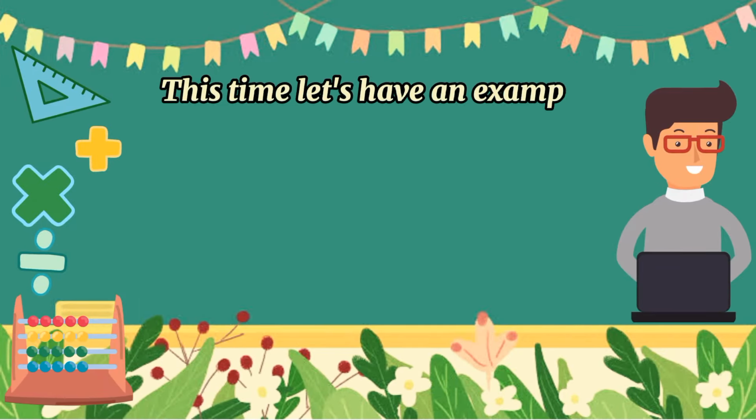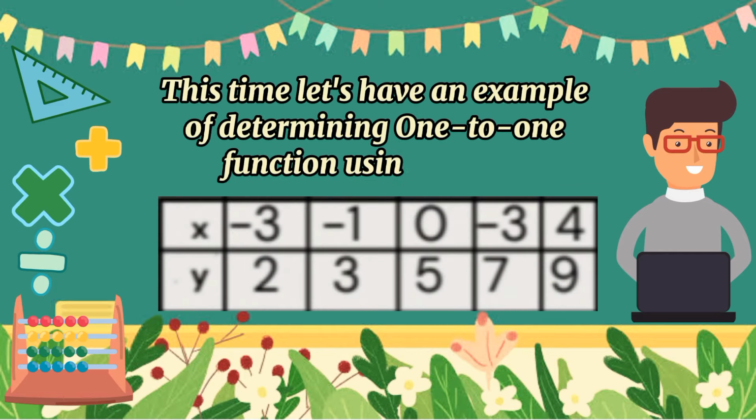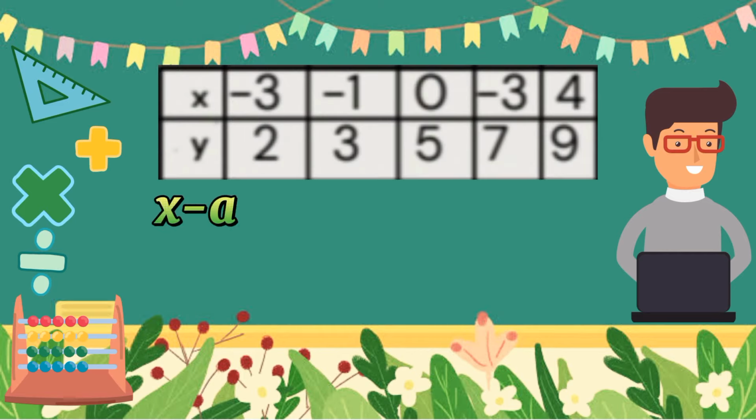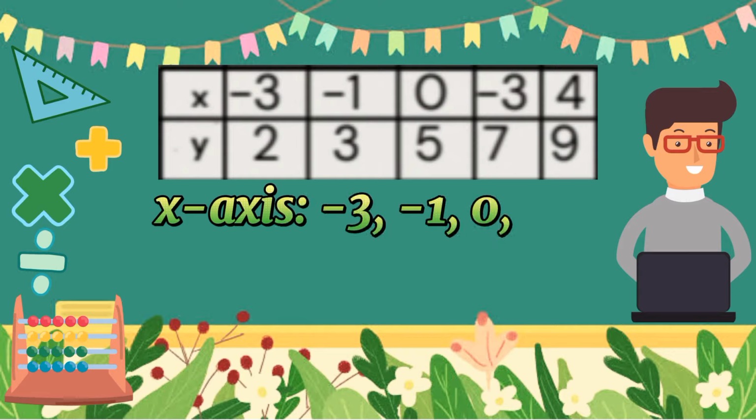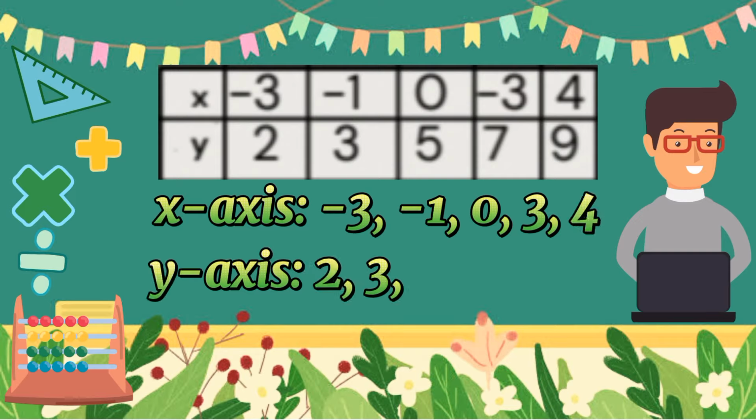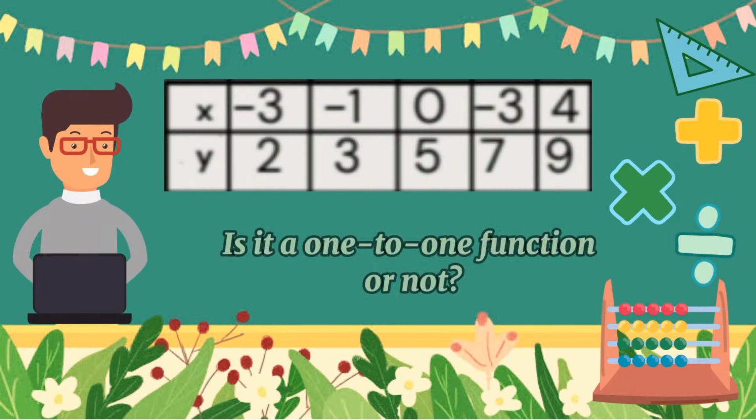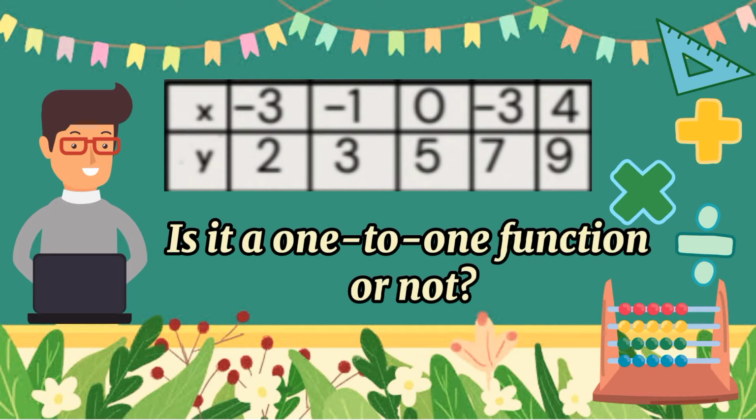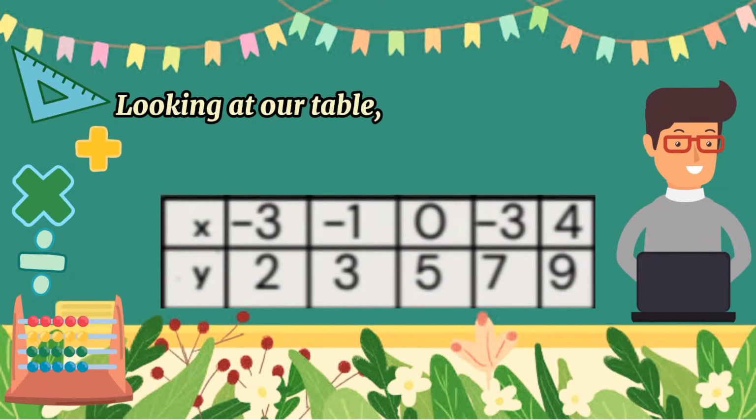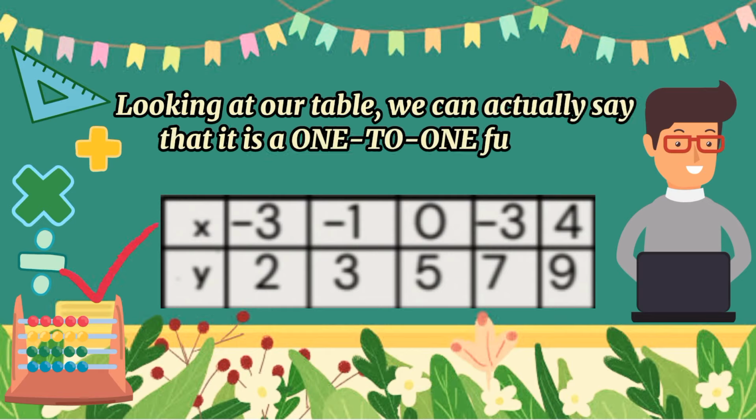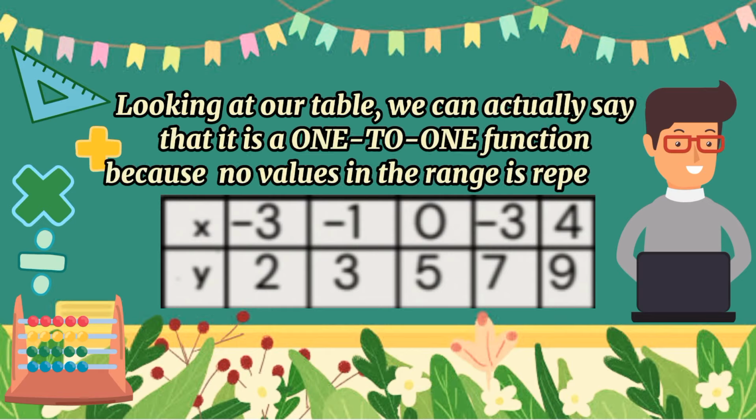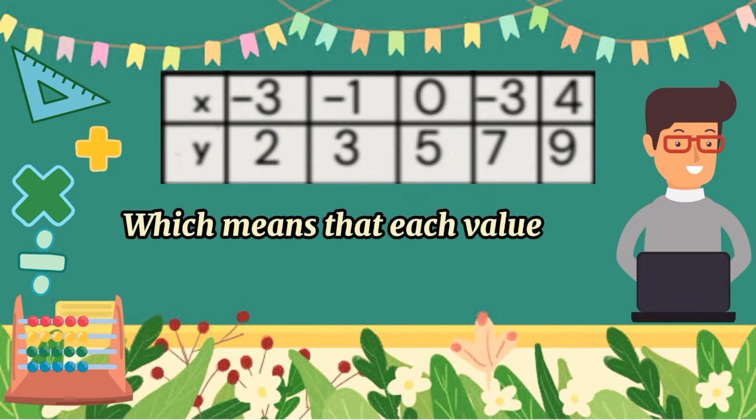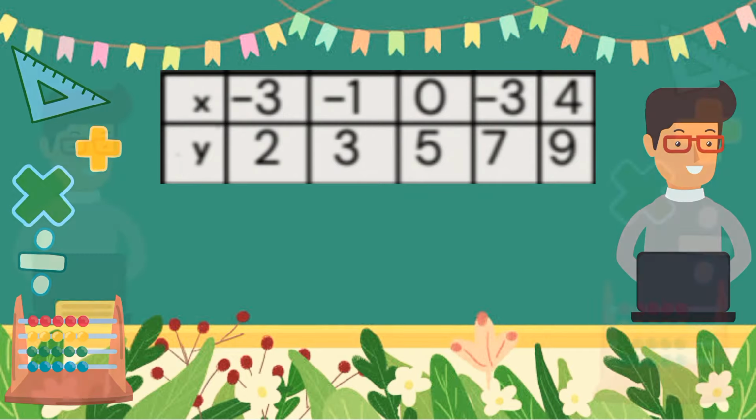This time, let's have an example of determining one-to-one function using a table. Meron tayong -3, -1, 0, 3, and 4 sa ating x. Sa ating y naman, meron tayong 2, 3, 5, 7, and 9. Take a look at the table. Is it a one-to-one function or not? Now let's proceed. Looking at our table, we can actually say that it is a one-to-one function because no values in the range is repeated, which means that each value has their own distinct correspondent.